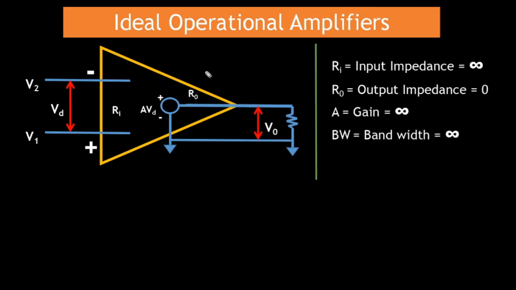So to summarize, the equivalent circuit of an ideal op amp looks something like this. We saw Ri is infinity, which means it is open circuit, and R0 is 0, which means it is short circuit, and the value of gain is infinity. So the difference between these two voltages will be equal to 0. So these are the 4 characteristics of an ideal op-amp.